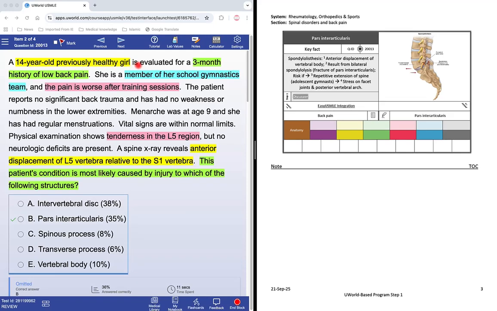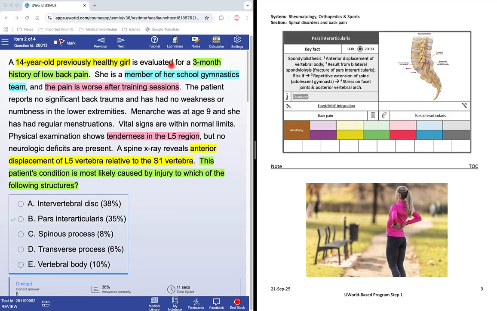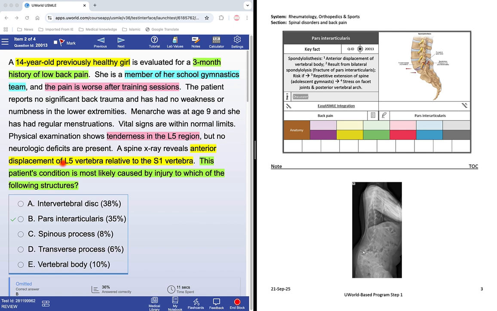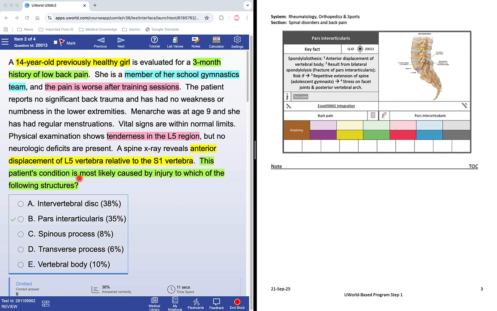A 14-year-old previously healthy girl is evaluated for a 3-month history of low back pain. She is a member of her school gymnastics team, and the pain is worse after training sessions. Physical examination shows tenderness in the L5 region. Spine X-ray reveals anterior displacement of the L5 vertebra relative to the S1 vertebra. This patient's condition is most likely caused by injury to which of the following structures?